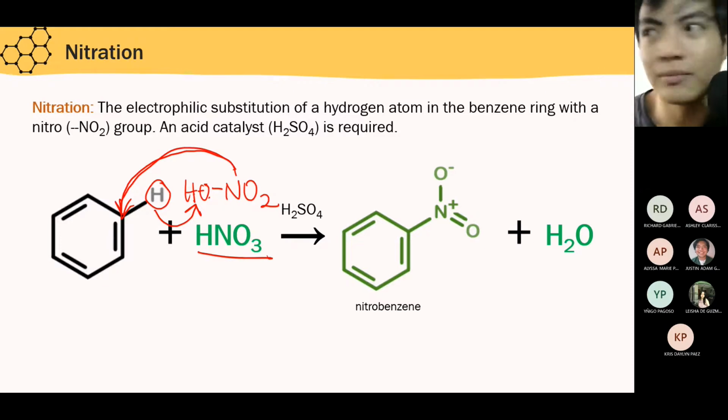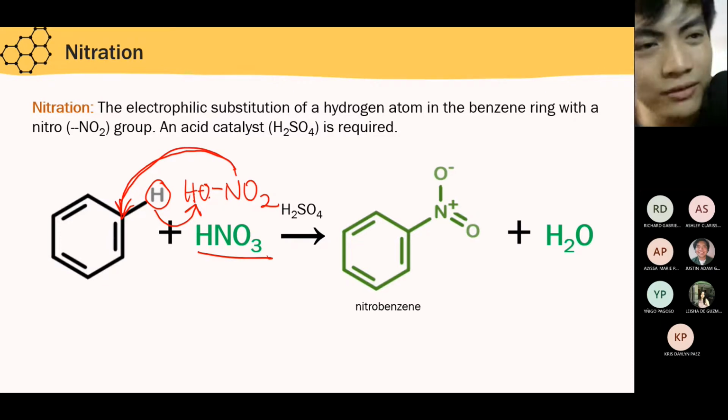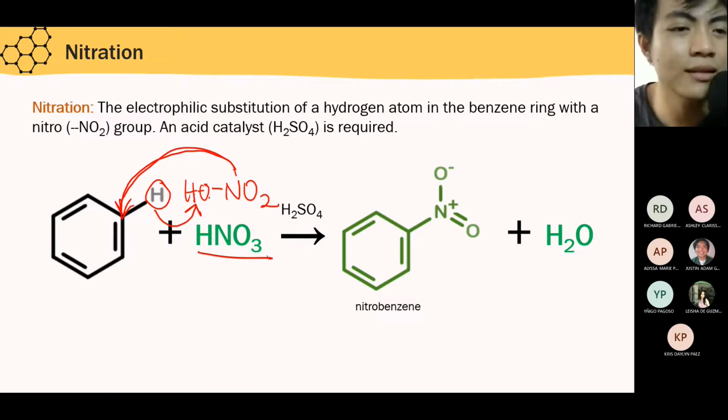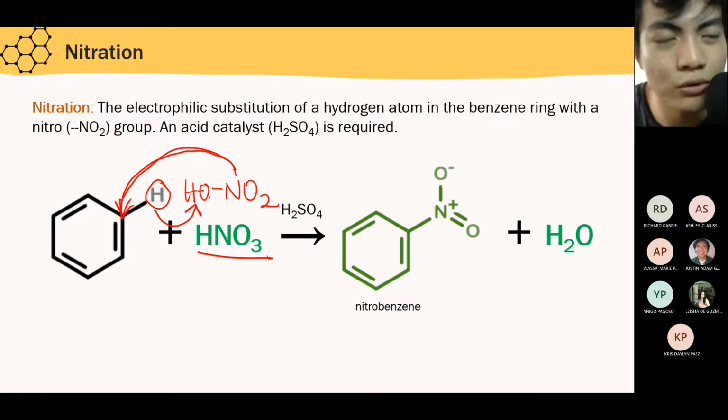This is the next reaction. What if you want to make aniline? What is aniline again? That's benzene with an amino group. Okay? So apparently, you cannot do it directly. You cannot directly add an amine to benzene. So the first thing you do is nitrate your benzene. So you will do this mechanism.